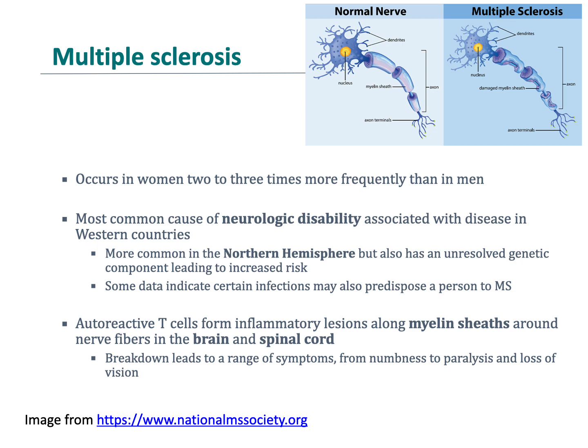So we see autoreactive T cells that form lesions on these myelin sheaths in the brain, but also in the spinal cord. So individuals with MS would routinely have yearly MRIs to determine whether there's an increase of lesions or just a status quo of the number of lesions they have. And depending upon which neurons are affected, that can relate to the different symptoms, also the severity of the symptoms. It can range from numbness to actual paralysis or loss of vision.